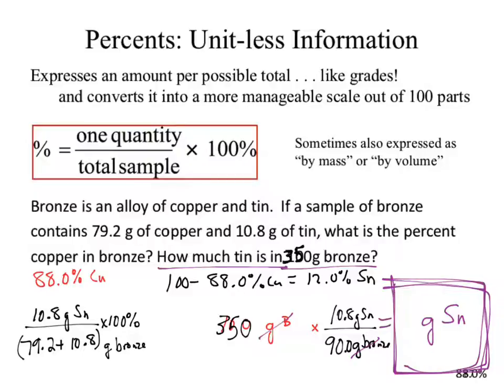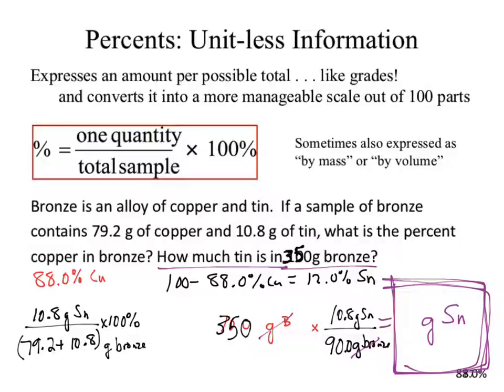Oh, so good question. The 100 minus 88, what is that 100? That's a percent. Why is it 100 and not some other random number? Because 100%. You can't have more than 100% of something. That is your maximal value.